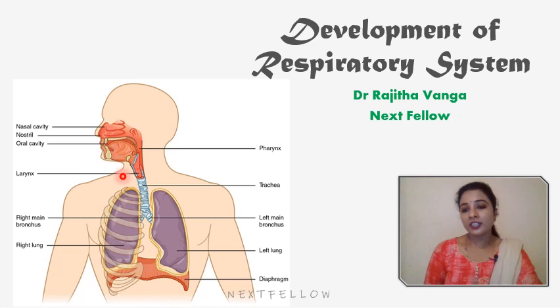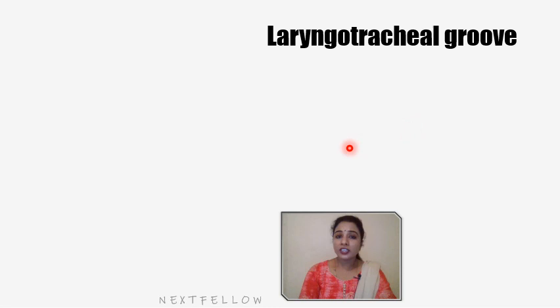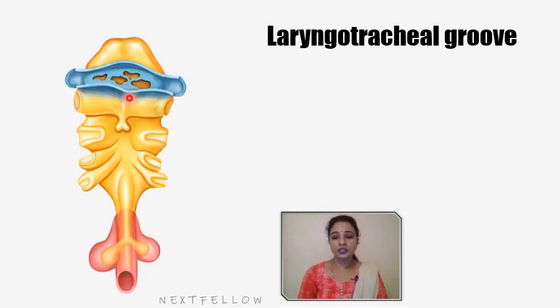Usually the development of respiratory system implies the development of lower respiratory tract, that is the formation of trachea, bronchi, and formation of lung buds, which eventually forms into adult lungs. The respiratory system is of endodermal origin and it develops from a median diverticulum of foregut called as laryngotracheal groove.